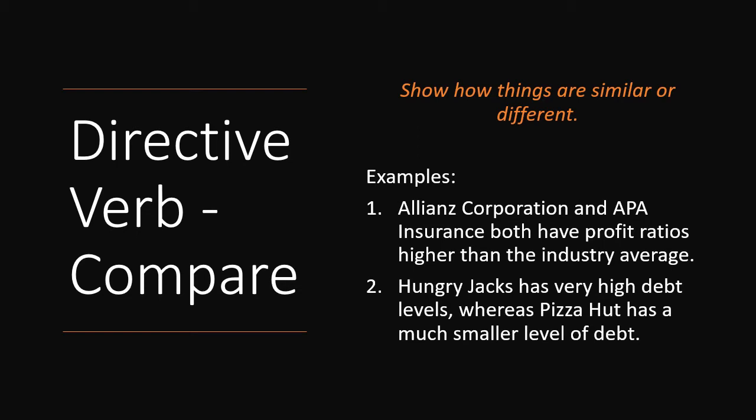So with compare, you need to be looking at how things are either similar or different and what those similarities and differences are. And that might just be if they're in the same industry or their industry averages are higher, or, you know, in this case, Hungry Jack's has a very high debt level, whereas Pizza Hut has a much smaller level of debt. So here you're looking at two different things. So there's got to be some kind of comparison there.